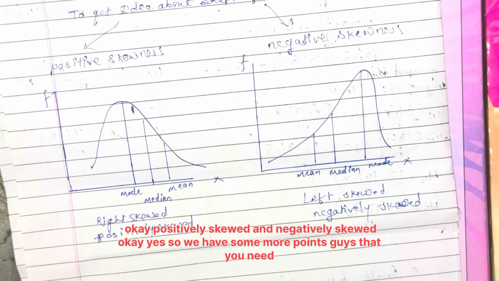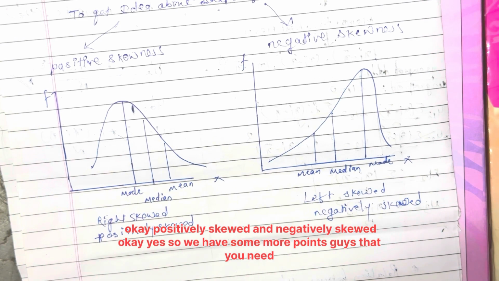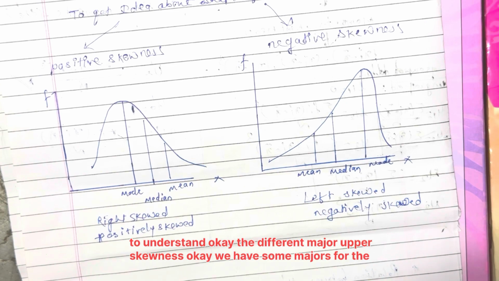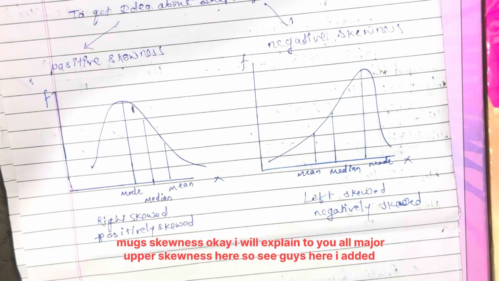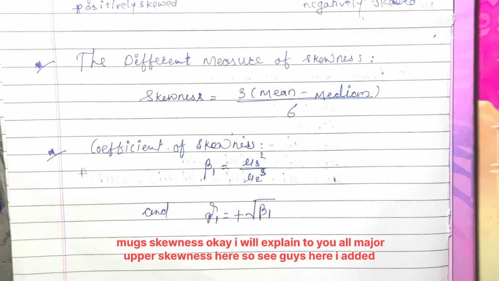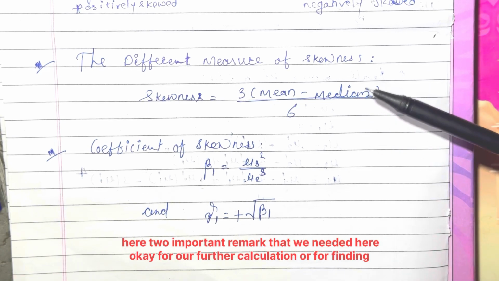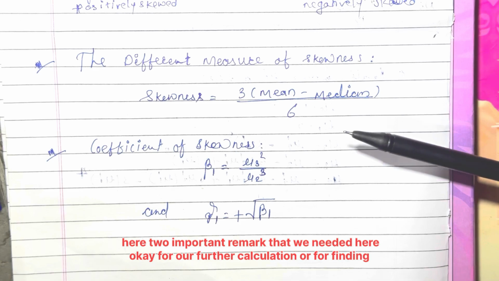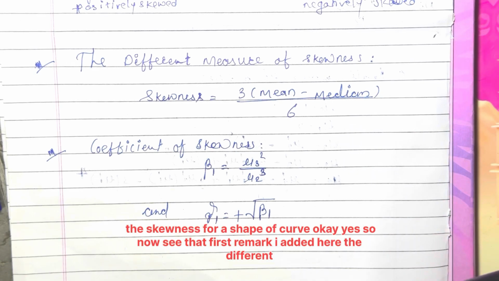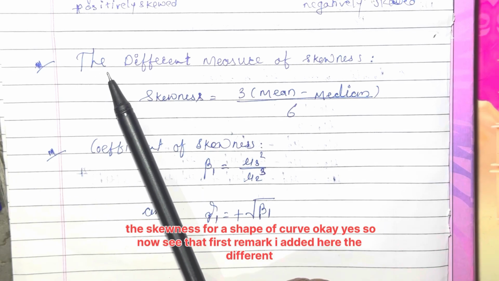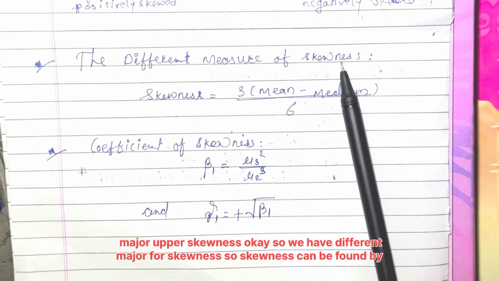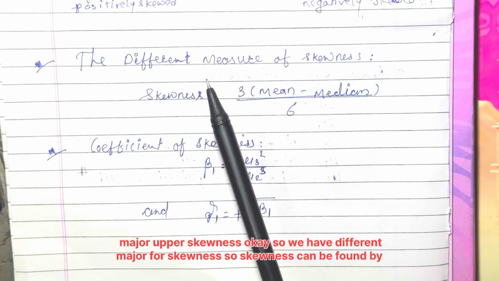Yes, so we have some more points, guys, that you need to understand: the different measures of skewness. We have some measures for the skewness. I will explain all the measures of skewness here. So see, guys, here I added two important remarks that we need for our further calculation, for finding the skewness for the shape of the curve. First remark, the different measures of skewness. So we have different measures for skewness.